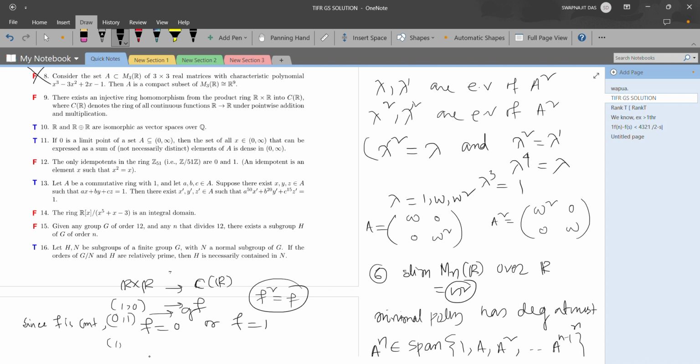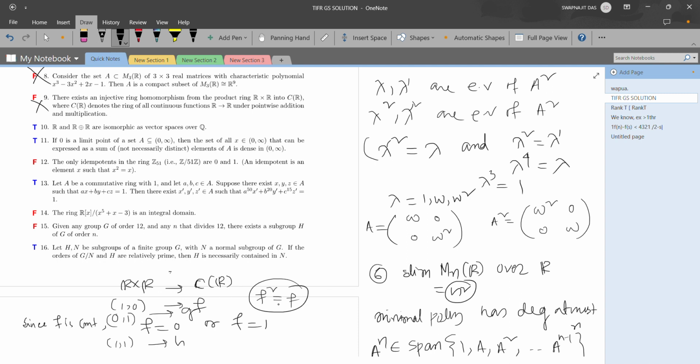But (1, 0) goes to f, (0, 1) must go to some g, and (1, 1) must go to some h. All these are idempotent elements, so they must go to idempotent elements. So here we have already 4 idempotent elements, but in CR there are exactly 2. So there cannot be an injective ring homomorphism, because at least 4 idempotent elements would have to be there in CR, but that is not true. Hence, this is false.